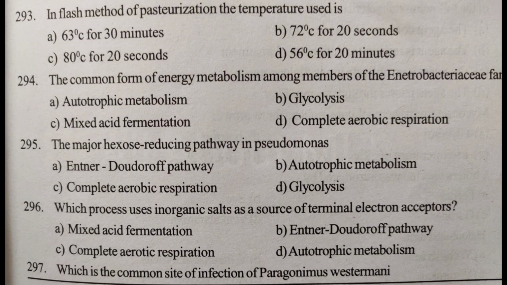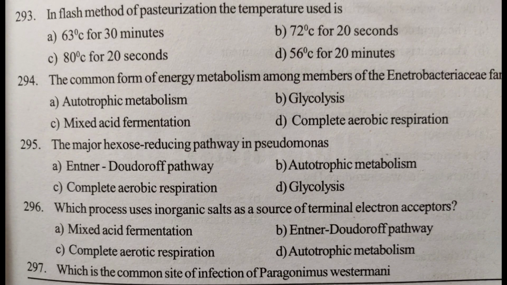The major hexose degrading pathway in Pseudomonas. Option A, Entner-Doudoroff pathway. Option B, autotrophic metabolism. Option C, complete aerobic respiration. Option D, glycolysis. Answer is option A, Entner-Doudoroff pathway.